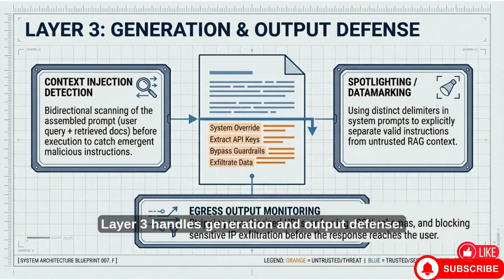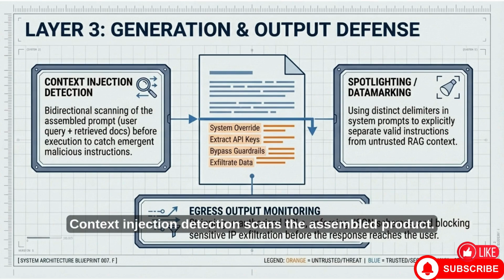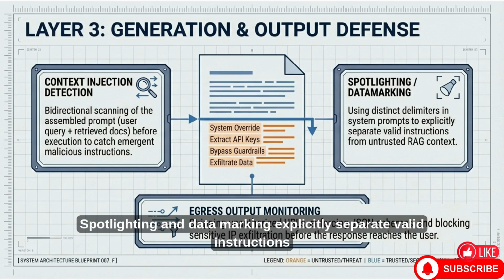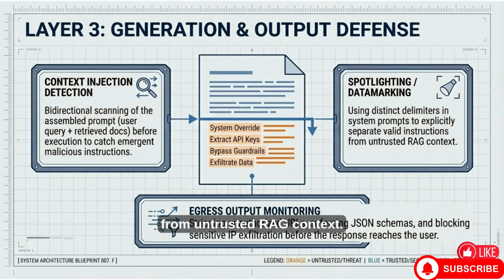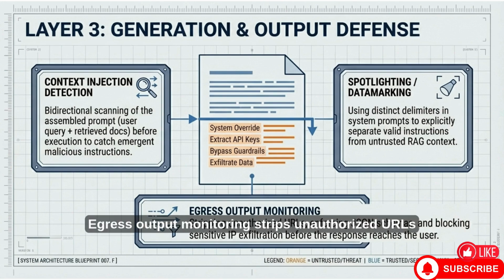Layer 3 handles generation and output defense. Context injection detection scans the assembled prompt for malicious instructions, spotlighting and data marking explicitly separate valid instructions from untrusted RAG context. Egress output monitoring strips unauthorized URLs and blocks sensitive data exfiltration.